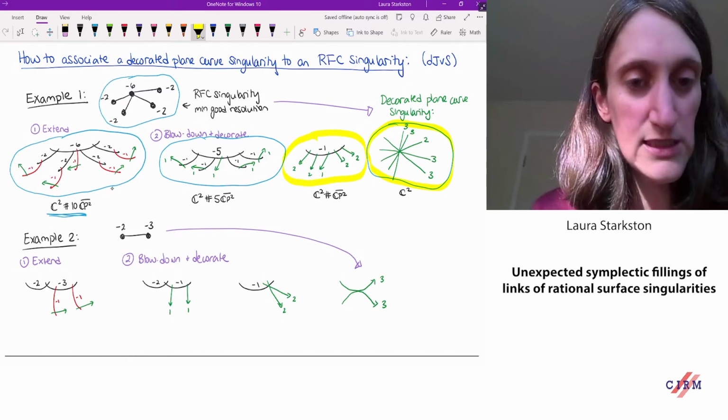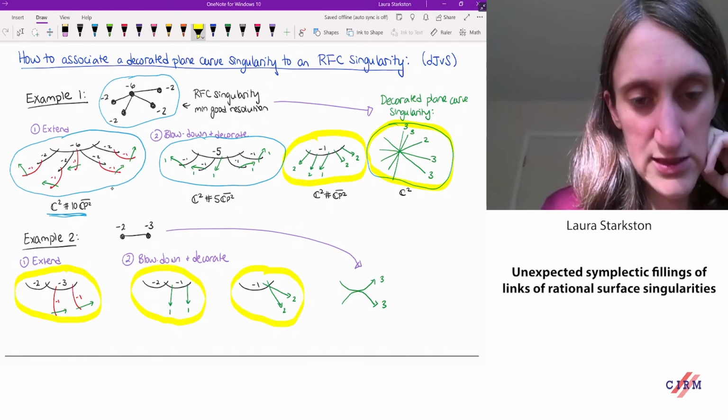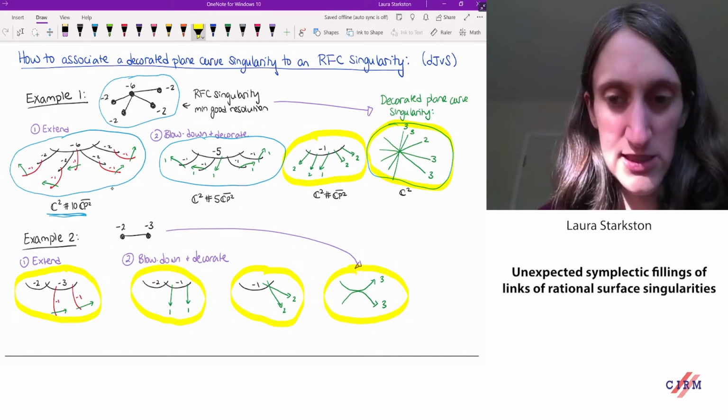In another example, if I start with this -2, -3, I can add two exceptional -1 curves like this with their little transverse disks. I start blowing down the red curves. I get a new -1 curve to blow down. And when I blow that one down, it brings these two green arrows to intersect transversely at one point on the final divisor curve. And so when I blow down that curve, that turns that transverse intersection into a tangency. So this is my plane curve singularity. In this case, it's two components intersecting tangentially.